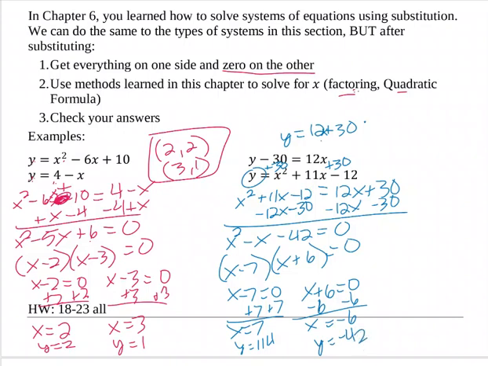Okay, so are we done? No, you've got to write the ordered pairs. Yeah, now we've got to write the ordered pairs. You will get marked wrong if you don't write the ordered pairs here. So (7, 114) and (-6, -42). Now you're done.